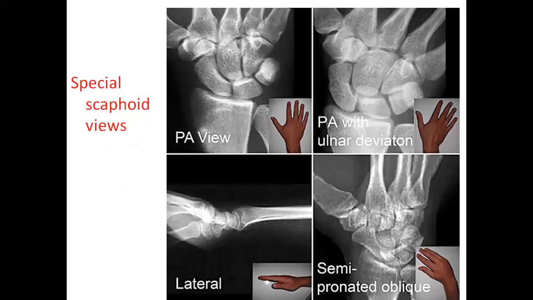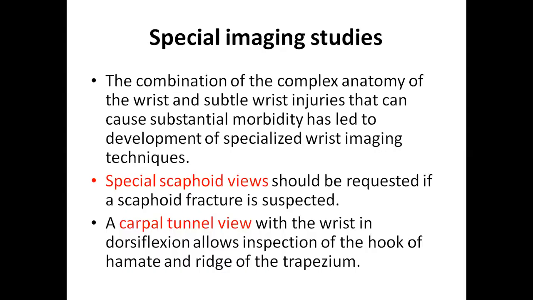This is the normal PA view, but these are the variants of that PA, which is the special scaphoid series. This is the PA view with ulnar deviation. This is the lateral, and this is the semi-pronated oblique position. Look at the position of the hand. All these views are used just to check if there is any scaphoid fracture.